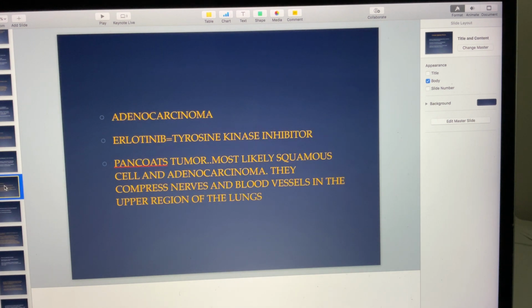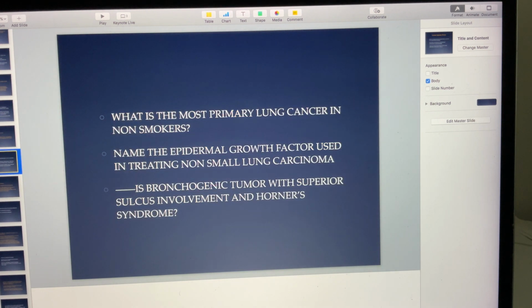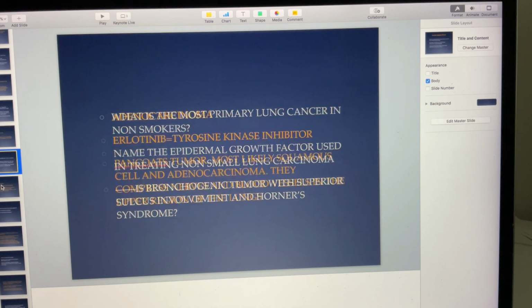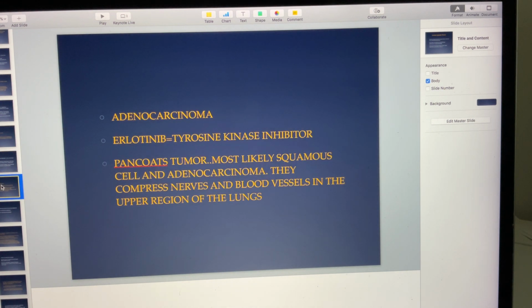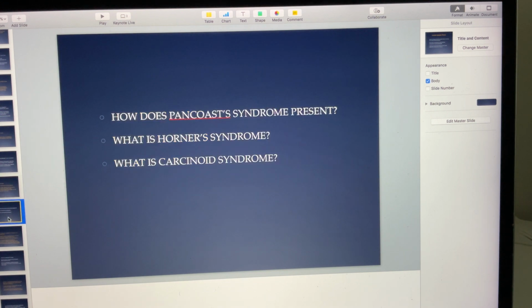That is, I struggle to pronounce this, but that is erlotinib, and it's a tyrosine kinase inhibitor. And the next question is, what is a bronchogenic tumor with superior sulcus involvement and Horner syndrome? That is a Pancoast tumor, and that is most likely squamous cell and adenocarcinoma. This type of tumor compresses the nerves and blood vessels in the upper region of the lungs.